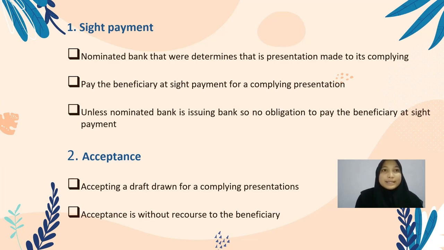For the second one, acceptance, the credit is available with a nominated bank by acceptance. The nominated bank may honor by accepting the draft drawn on it for a complying presentation. If there is an acceptance draft, the drawee may purchase its own accepted draft. If the nominated bank is the confirming bank or the issuing bank, a complying presentation makes it obliged to honor.